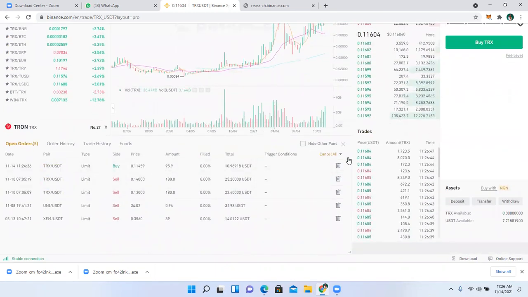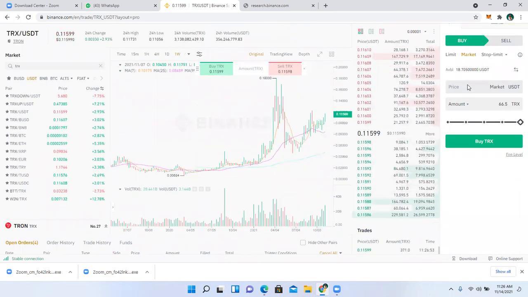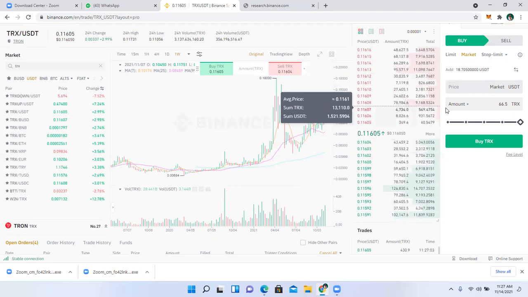I can just come here and cancel this. Then come here and buy. So let's say I want to buy, please don't worry, this is not very complex. This is very simple. I'm using a laptop, so it's looking more complex, but on your phone it's much simpler, right? You just see everything, it's much simpler on your phone.